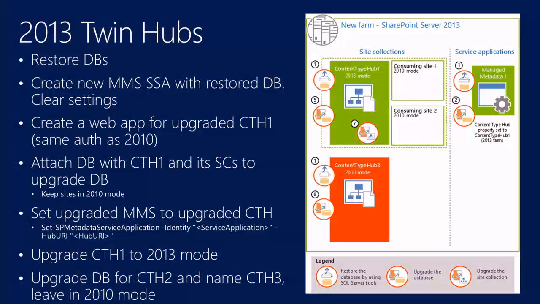On 2013, I'm then going to use the copies of those databases to set up twin hubs over there. One is going to serve as the basis for 2010 mode content types. One is going to serve as the basis for 2013 mode content types. We're going to do database attaches, very similar to what we did for the classic content databases. We're going to stay in 2010 mode. Then the other one, content type hub 1, we're going to upgrade and kick to 2013 mode.